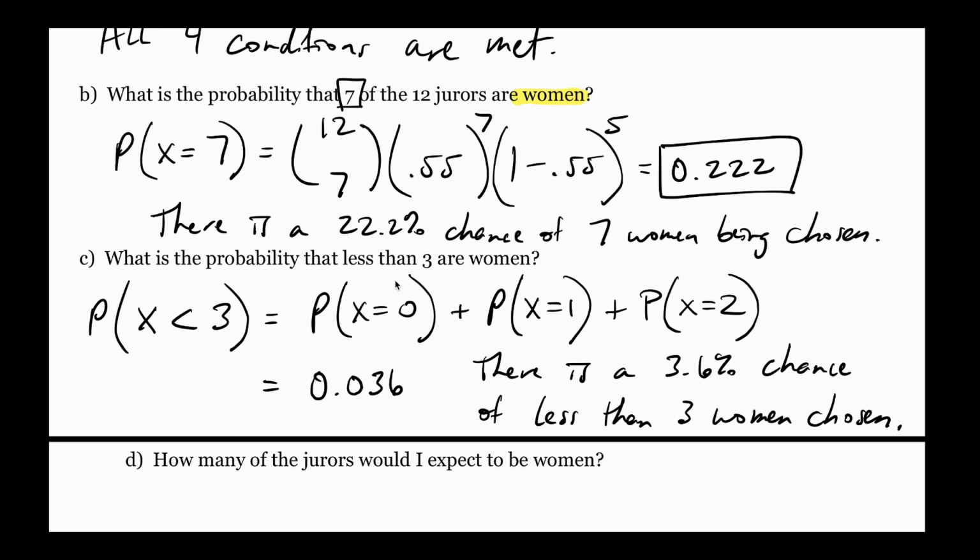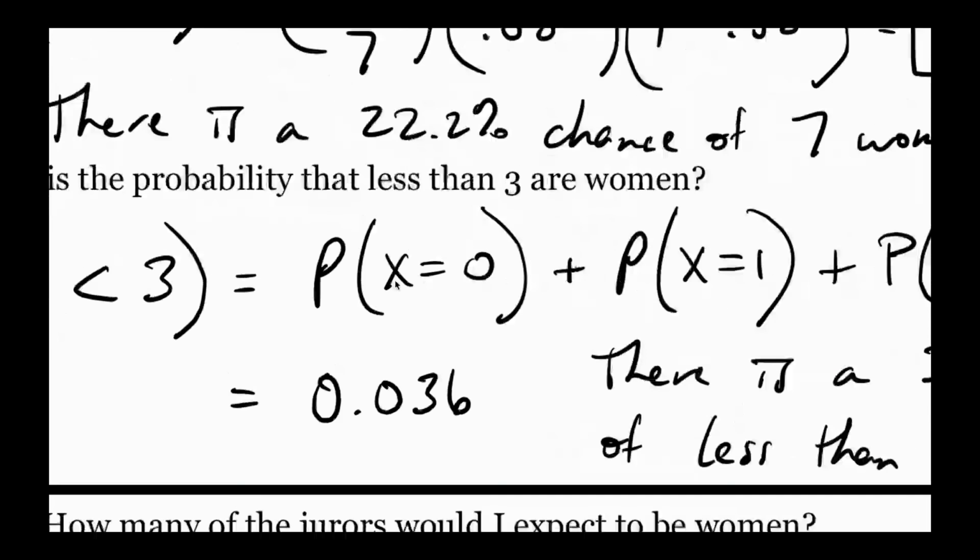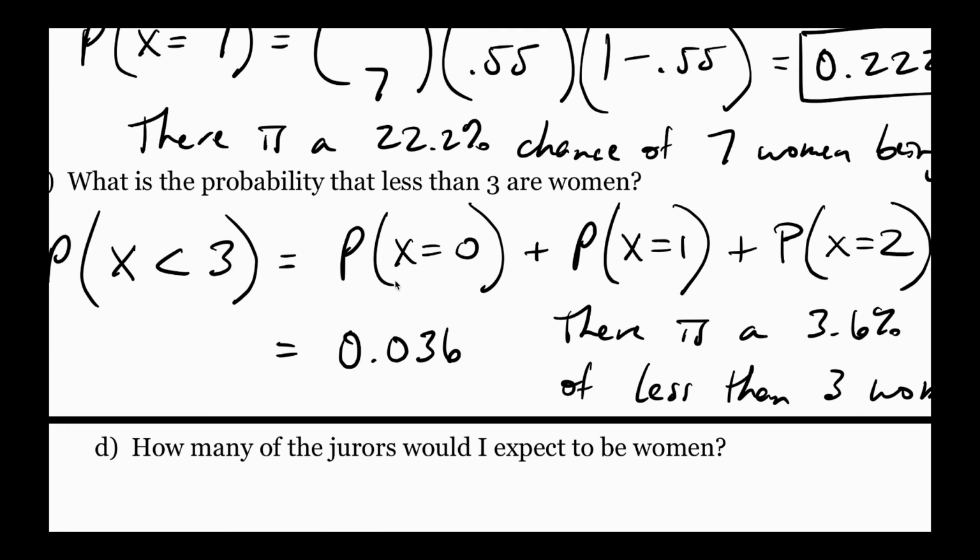Okay. So before we go into the next one, let's say this one was different. Let's say it was greater than 3. Let's say they wanted me to find this. How would I do that on the calculator? Greater than 3 means 4, 5, 6, 7, 8, 9, 10, 11, and 12. Add up all of those. It starts at 0, yep.